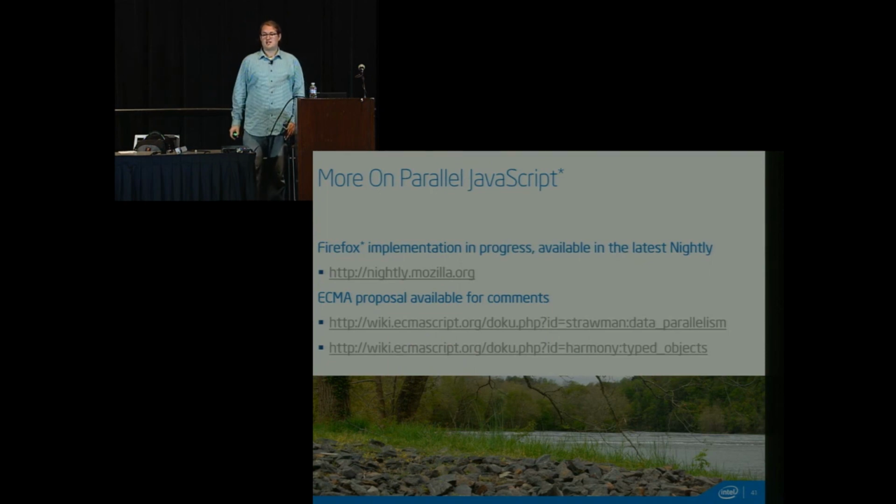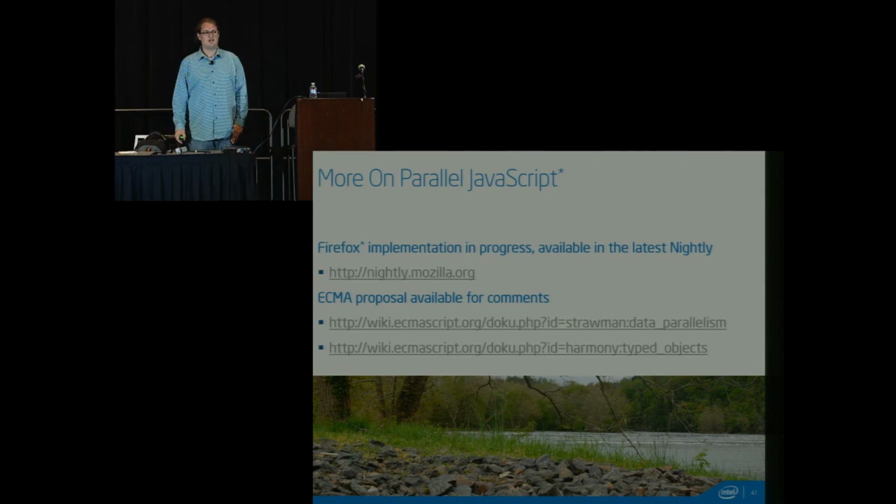So there's more on parallel JavaScript. There's a Firefox implementation that's ongoing. So if you download nightly, you get the Parallel API on array today. That's in there. The Parallel API on binary data is not yet finished, nor are binary data or type objects. So those two parts are still under development.